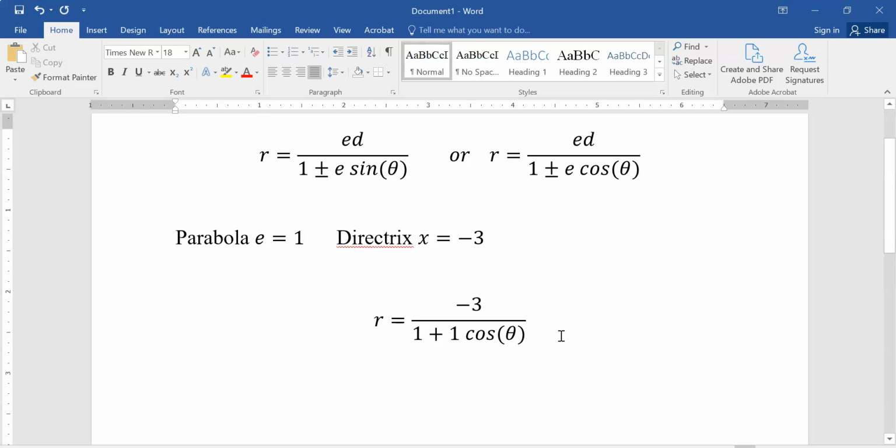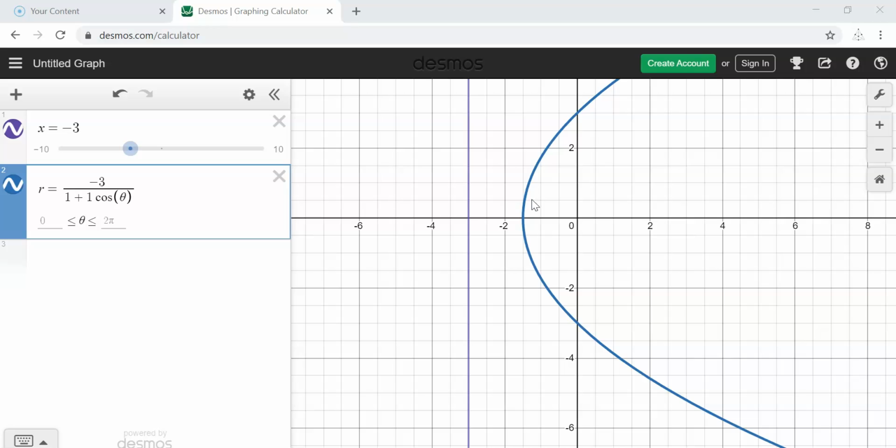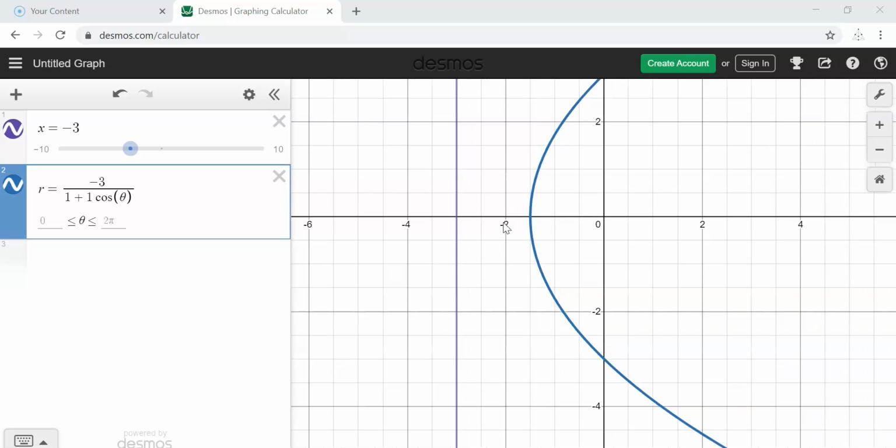That is the polar equation for the parabola whose focus is at the pole and which has eccentricity of 1 and directrix at x equals -3. You can confirm that if you want by graphing. Use your calculator to do this, or use some other software if you'd like. I'll show you the graph that I came up with. When you plug in r equals -3 over 1 plus 1 cosine theta, you get the exact thing I was looking for. All right.